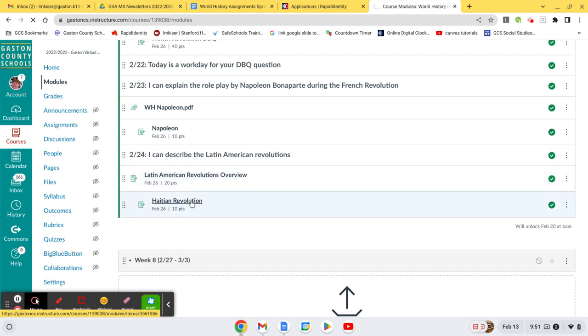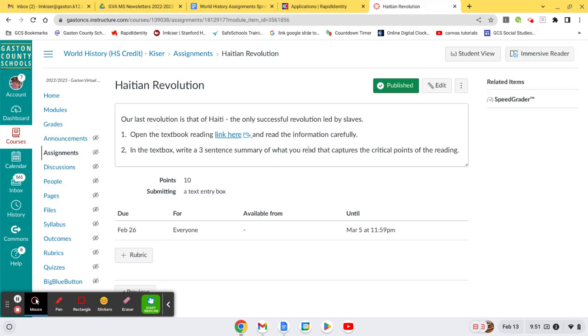And then on the last one, on the Haitian Revolution, this is the only successfully led by slaves revolution that has occurred. You have a short textbook reading here. And this time, instead of me giving you the question, I want to practice your summary skills. I want you to write a 3-sentence summary of what you read in this link that captures the heart or the critical points of all of the reading. So practice your summarization skills because that's something that you're going to need, again, when you get to high school.